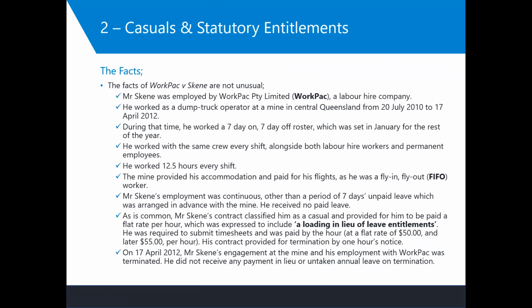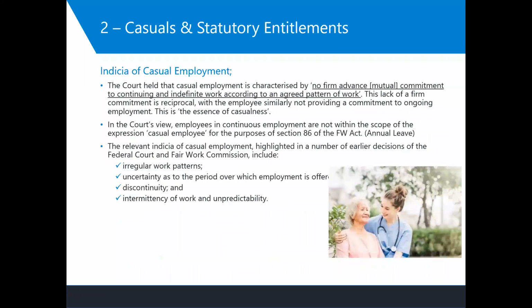Moving on to his contract of employment, however, it said, you're a casual. And it said, you get a loading in lieu of leave entitlements. So he wasn't accruing leave on their books, and he was getting a loading in lieu of the fact that he wasn't accruing those entitlements. However, the court determined that where an employee is in continuous employment, they're not within the scope of the expression casual employee for the purposes of, in this case, Section 86 of the Act, which is all around annual leave.